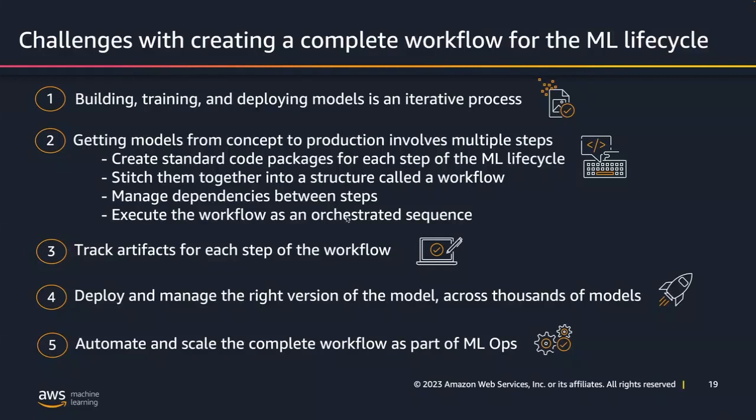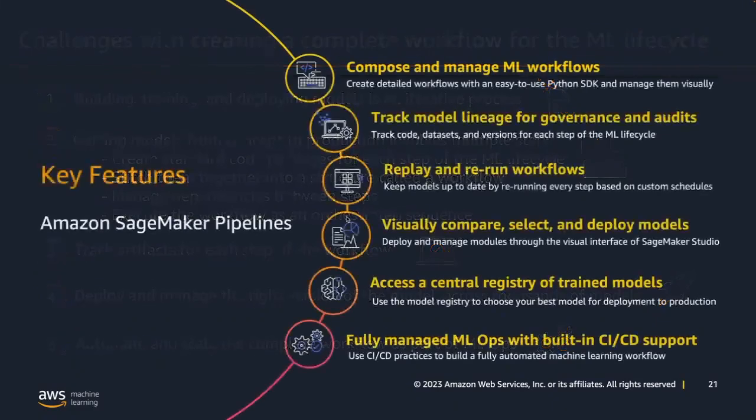We're going to be able to get models from concept to production. We're going to be able to track artifacts, deploy and manage particular versions of the model, and then automate at scale. SageMaker Pipelines is a purpose-built tool set to do exactly these things. It's going to help you compose and manage ML workflows. You'll be able to track model lineage, replay and rerun workflows so that once you create them and get them working, you can simply schedule them or trigger them manually. We will look at the visual tools available within SageMaker Studio.